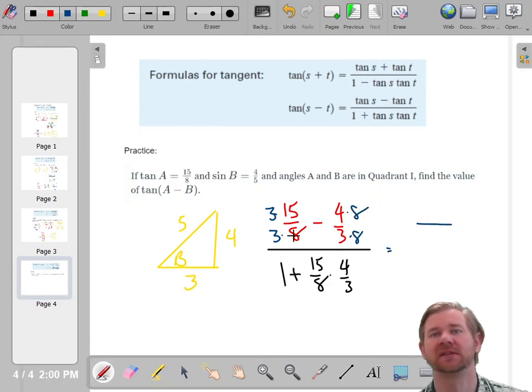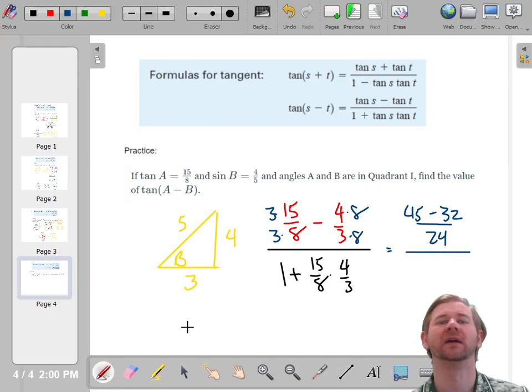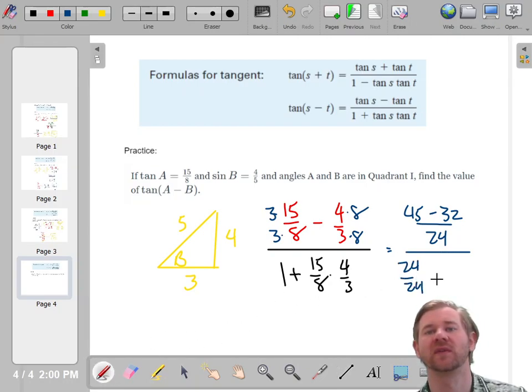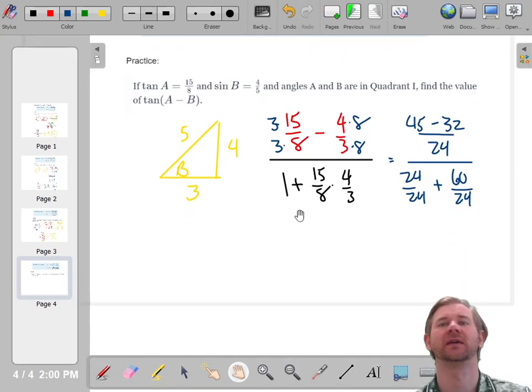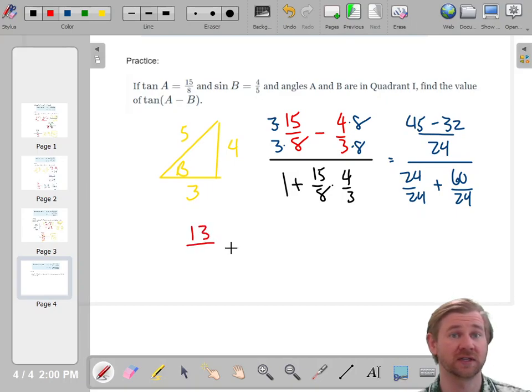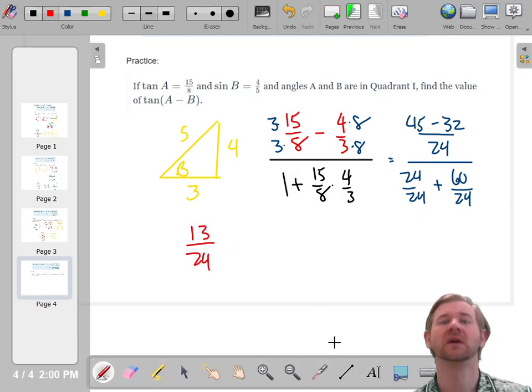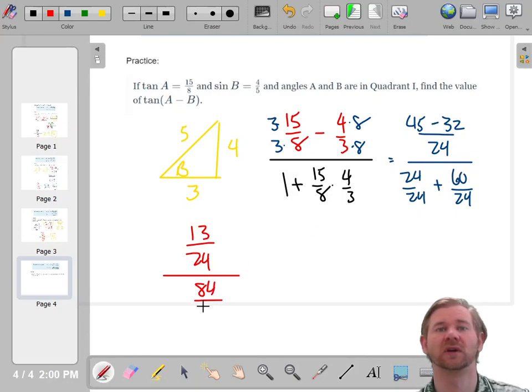And I can do this one in my head because the denominator is 24. 45 minus 32. And down here, again, 24 over 24. That's what 1 is. 4 times 15 is 60. So 45 minus 32, there's your 13, and that's over 24. All over 24 plus 60 is 84 over 24, and we'll just cancel those out, and you get 13 over 84.